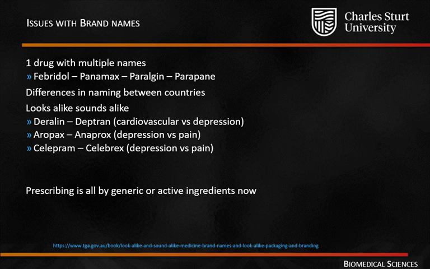Sometimes there are differences in naming between countries. So the same company may produce drugs that are called something else when you go between countries. There are also the problems of look-alike, sound-alike names. So Derelan and Deptran, one is used for cardiovascular scenarios, one is used for depression. Arapax and Aprax, one's for depression, one's for pain. Celopram, Celebrex, one's for depression, one's for pain. And there are many examples where the wrong drug has been given to the wrong patient because it's been miscommunicated at some point in time.